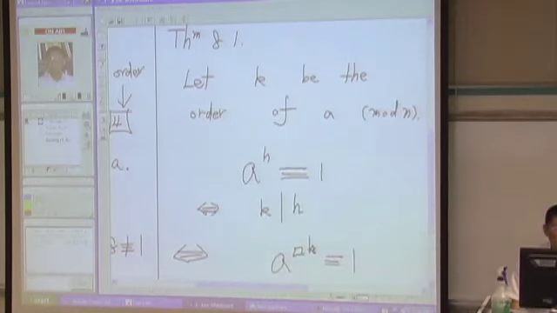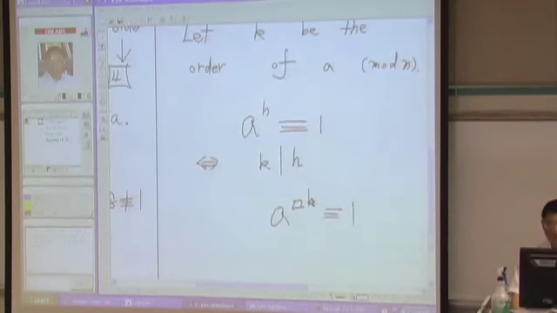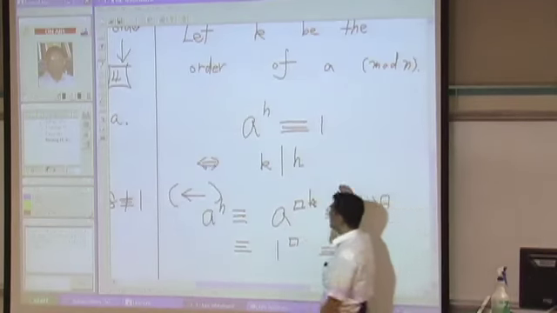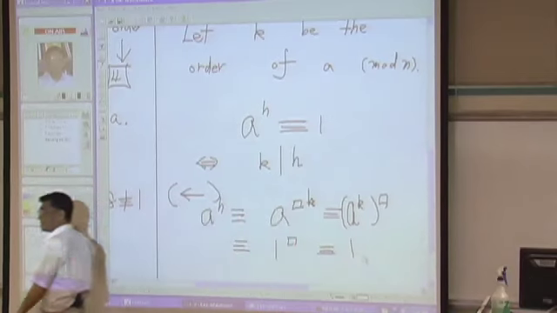So I will prove the other direction first. First of all, this direction is very easy. Why? Because a to the power of h, and k divides h, so h is something times k, right? So a to the power of h is congruent to a to the power of k multiplied by this, and a to the power of k is congruent to 1, right? 1 multiplied many times is 1. So this is the end of the proof of this direction. Do you see? If you don't see, ask me.